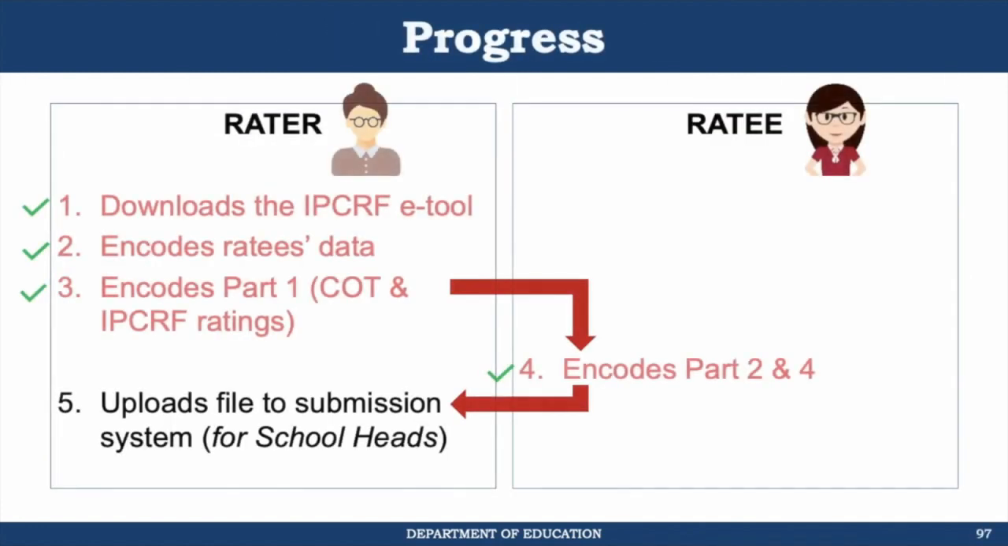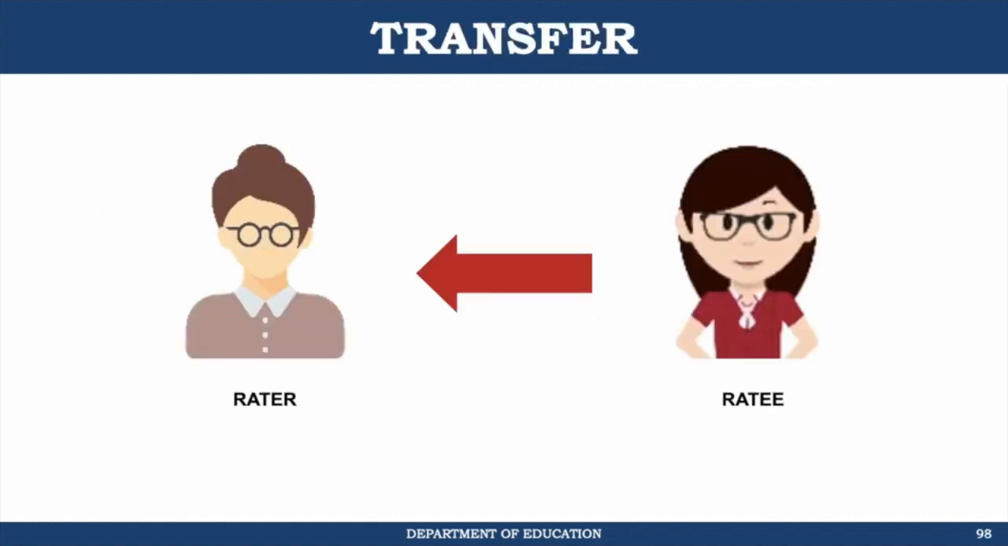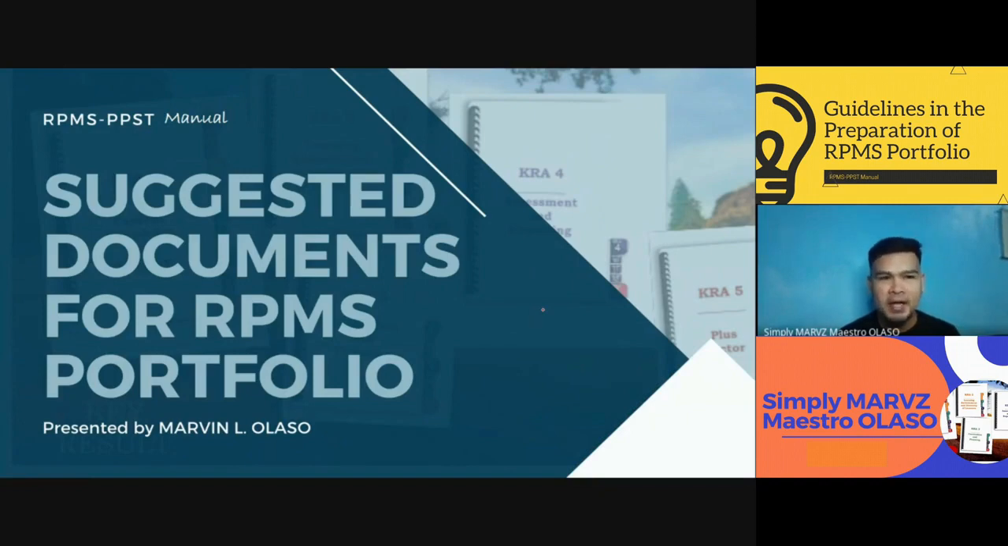And that finishes all the steps we need to do in accomplishing the IPCRF electronic tool. For the next part, the ratee will give the file back to the rater or the school head for the online submission. Ito po ay nakabase sa RPMS, PPST, manual at sana'y makatulong po.